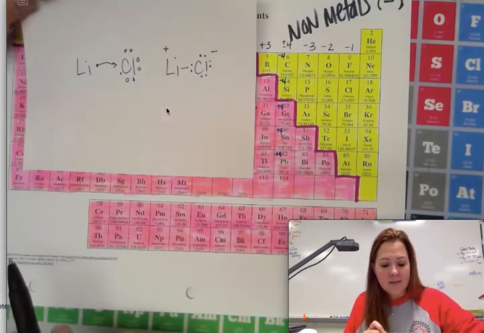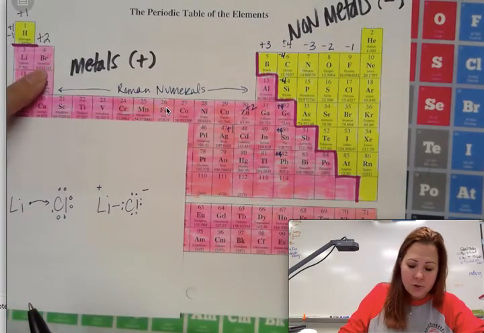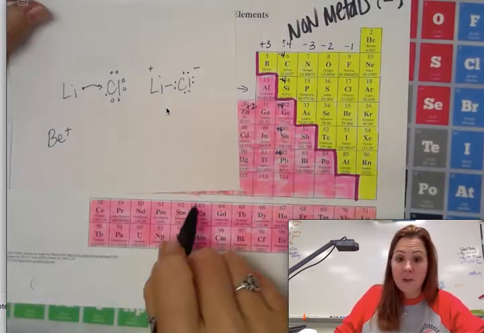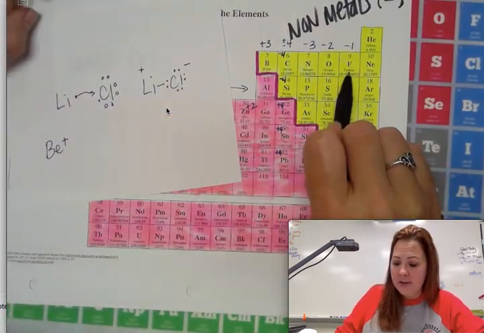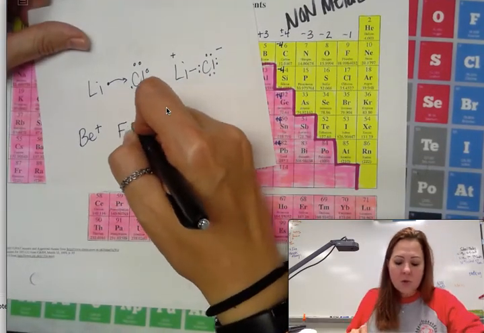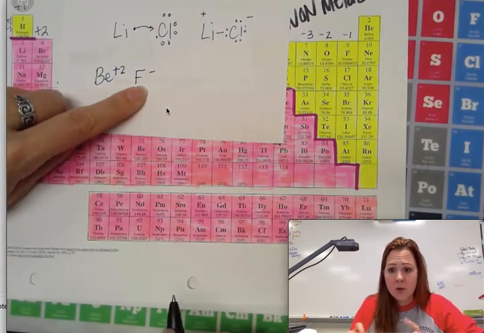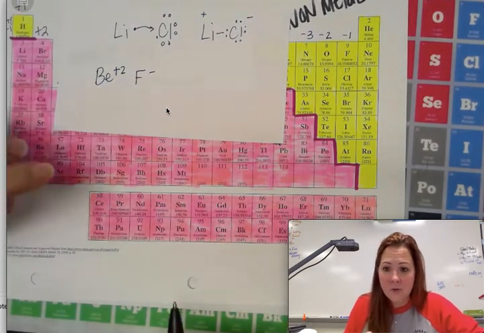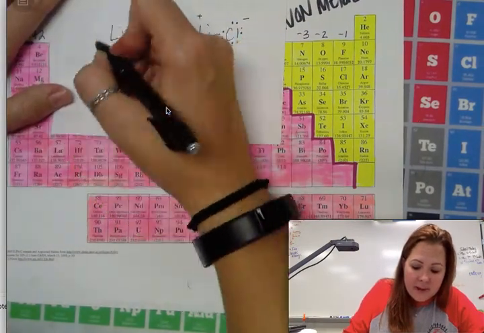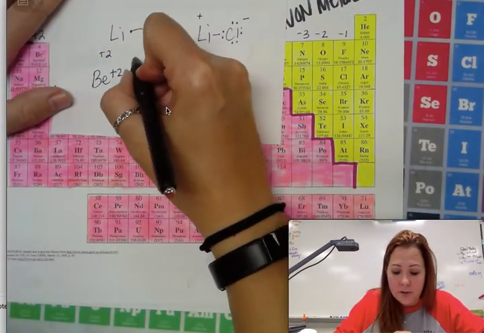So let's say that we have something like beryllium. Beryllium has a positive 2 charge. And we're going to pair it up today with fluorine. Fluorine down here is a halogen. It has a negative 1 charge. So with my beryllium with a +2 and fluorine with a negative 1, when these two come together, you have to cancel out the overall charge. So beryllium on my cation side has a +2 charge. Fluorine has a negative 1.